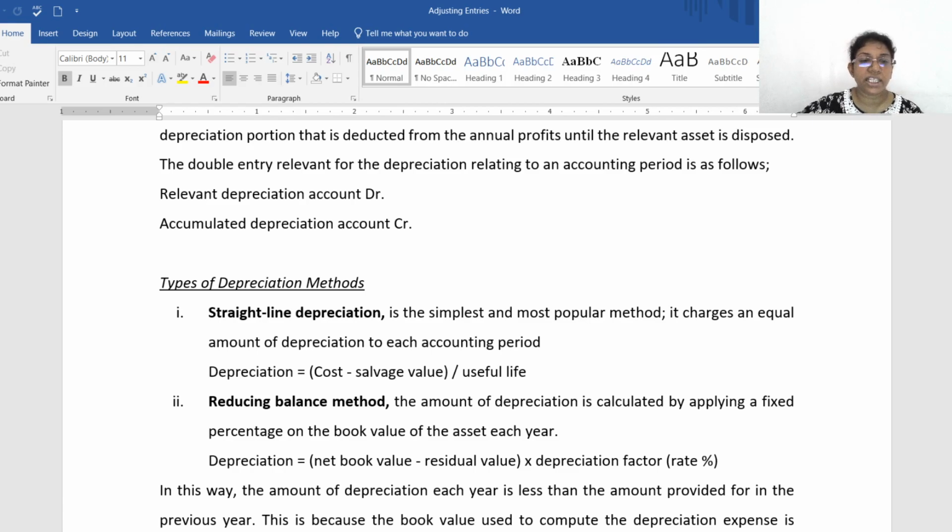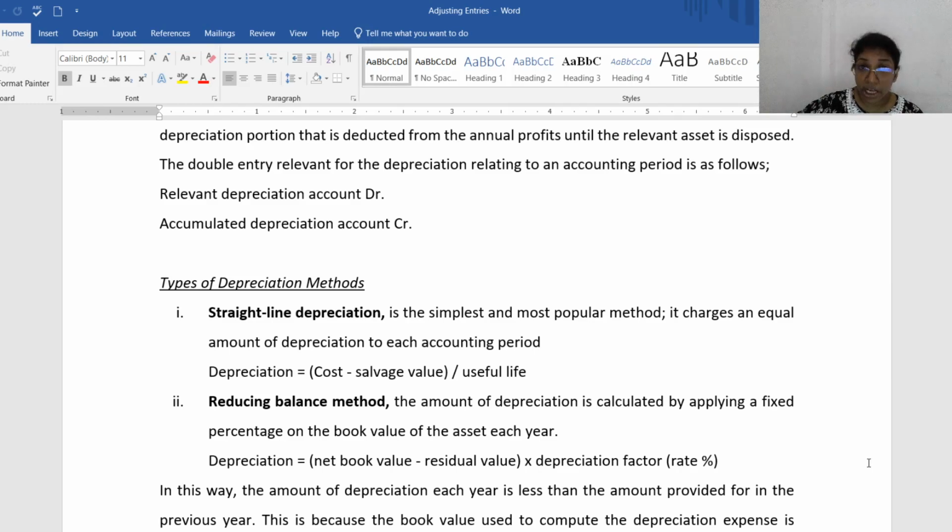The second method is the reducing balance method. In the reducing balance method, the amount of depreciation is calculated by applying a fixed percentage on the book value. So the formula is as follows.